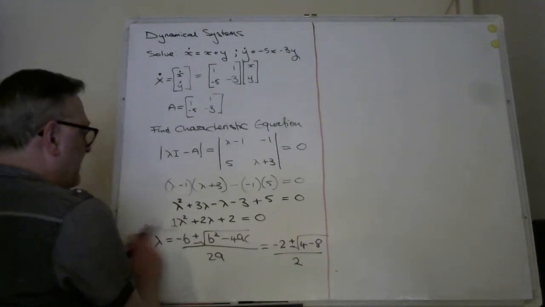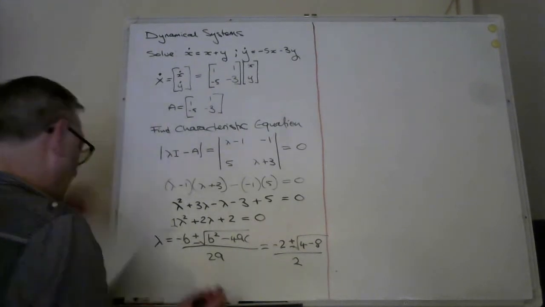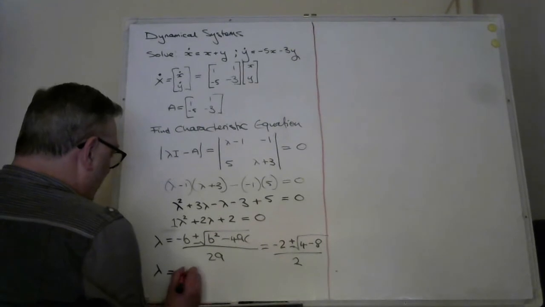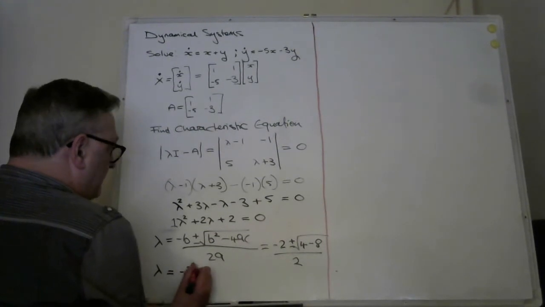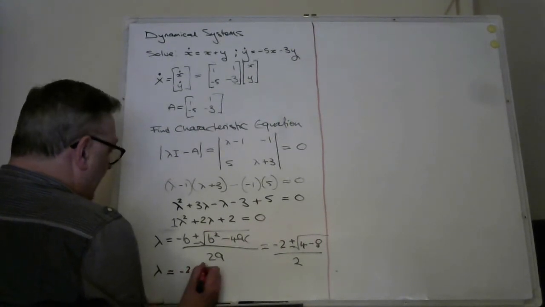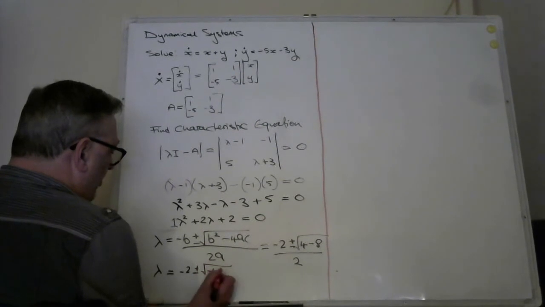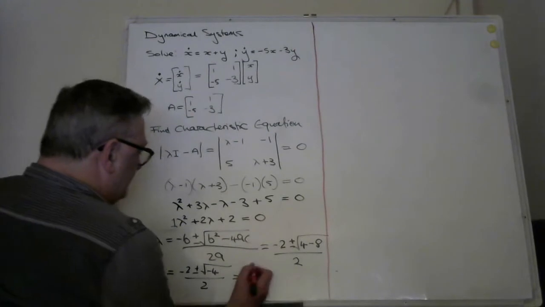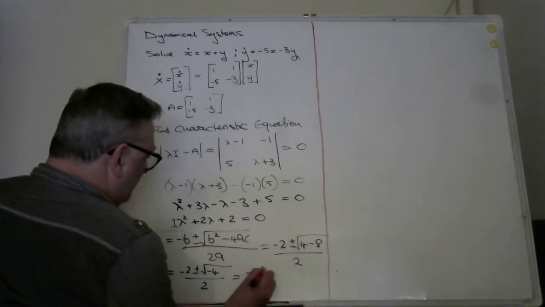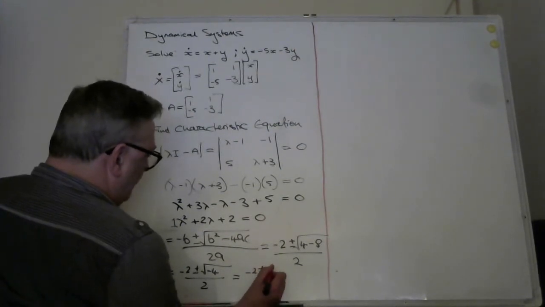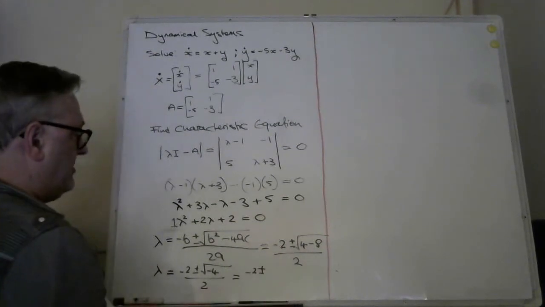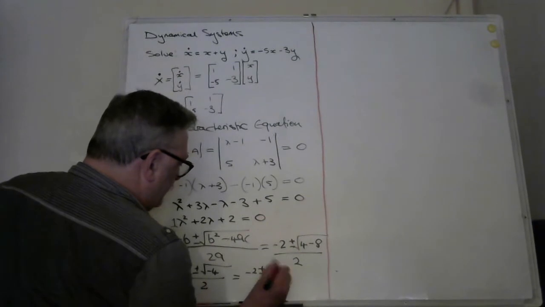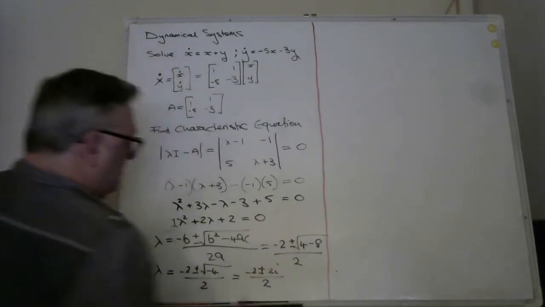So we'll just erase that. This simplifies to give lambda is equal to minus 2 plus or minus the square root of minus 4 over 2, which is just equal to minus 2 plus or minus, well, the square root of 4 is 2, and the square root of minus 1 is i, so it's plus or minus 2i over 2.